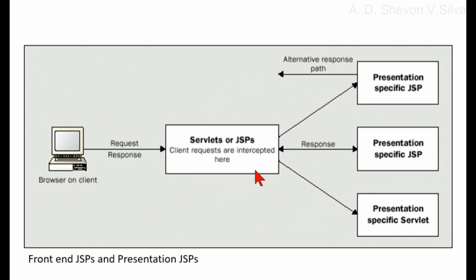This figure shows the relationship between the two categories. The front-end component accepts a request and then determines the appropriate presentation component to forward it to. The presentation component then processes the request and returns the response to another front-end component or directly back to the user.